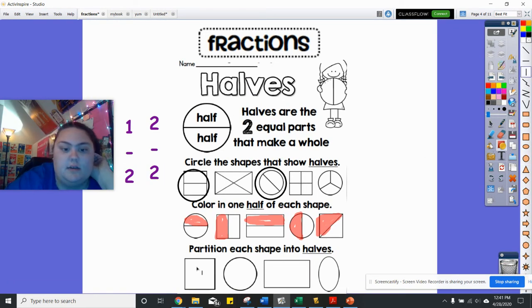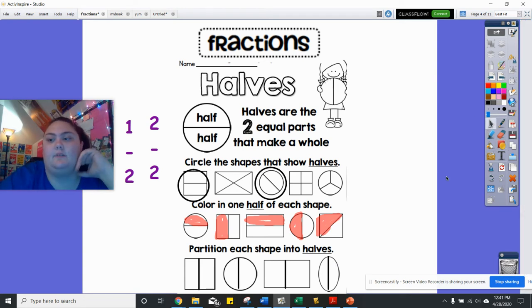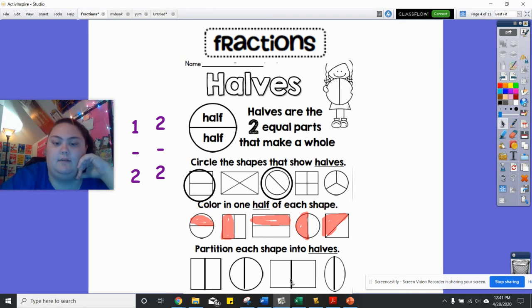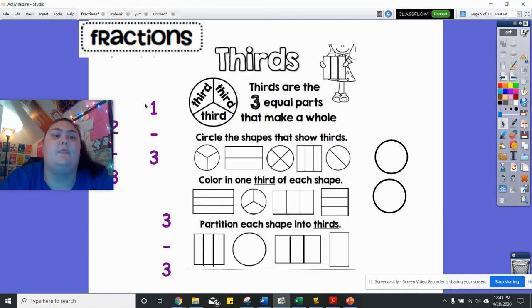Okay, now it says to partition the shapes into halves. So we can go right down the middle here and make it into two halves. We can go right down the middle here, and we can go right down the middle there. Now my halves aren't perfect because I didn't fold it like I'm supposed to. Let me shift them over a little bit. Okay, that makes it a little bit better.